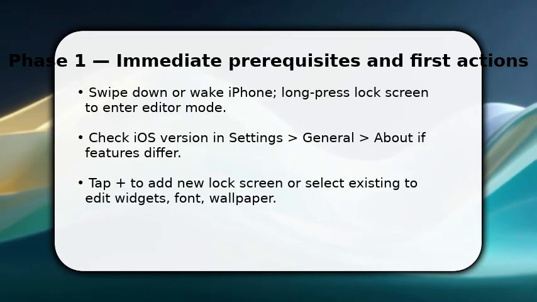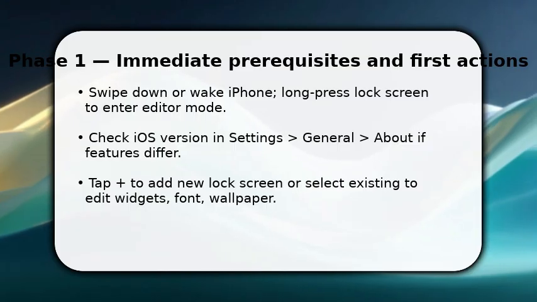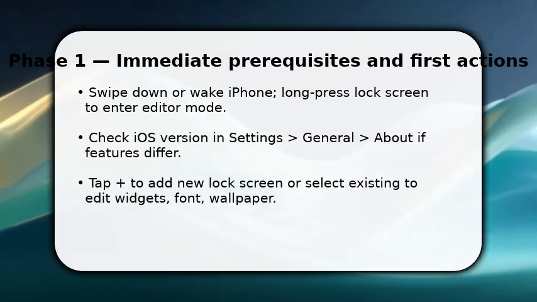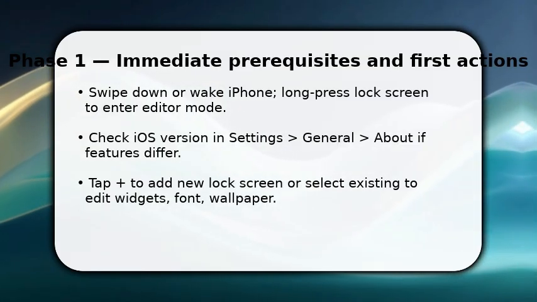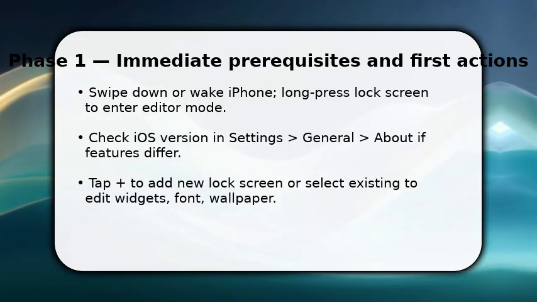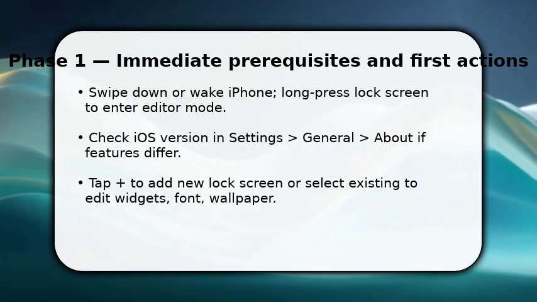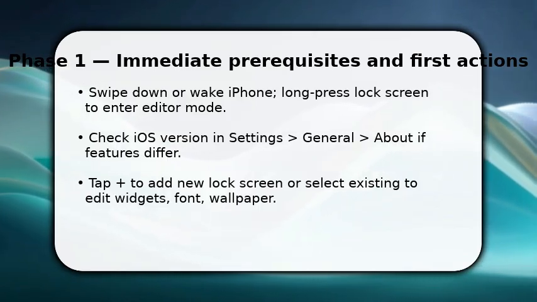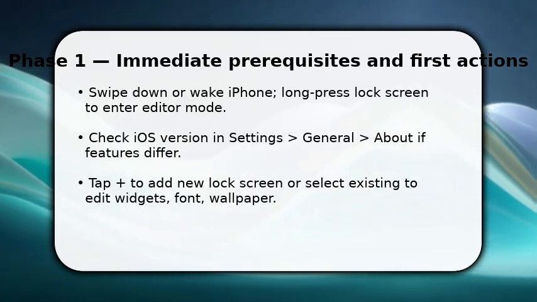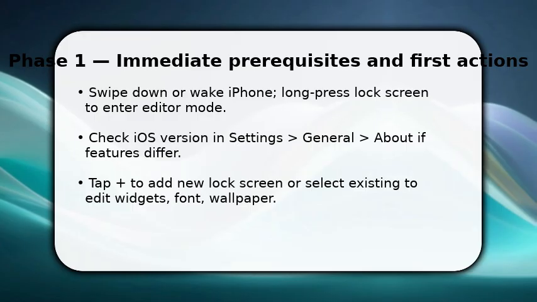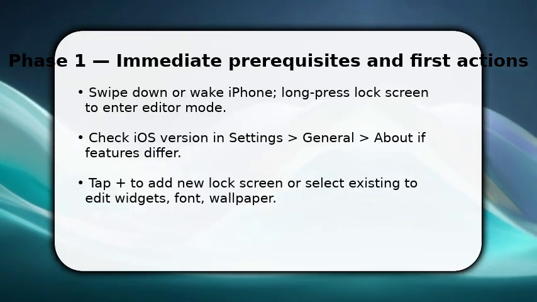You start by waking your iPhone and long pressing the lock screen so the editor opens immediately. Once the gallery appears, tap the plus button to create a new lock screen or choose an existing one to modify. Make sure your device is on the latest iOS build if options don't match, otherwise continue. You'll see wallpaper, widgets, and customize options.